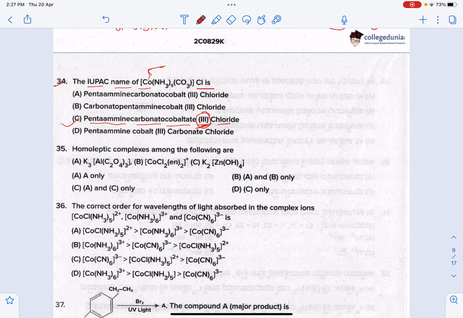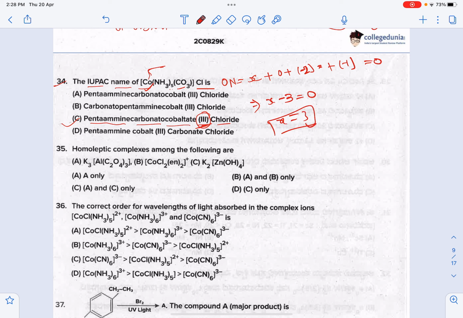As you know how to calculate the oxidation state, suppose the cobalt is X. Ammonia is a neutral molecule, so its oxidation state is 0 here. Carbonate CO3 has a -2 charge on it, and Cl has a -1 charge on it. So here the value will be X - 3. So what will be the value of X? This will be 3. This is the oxidation state of cobalt in this compound.